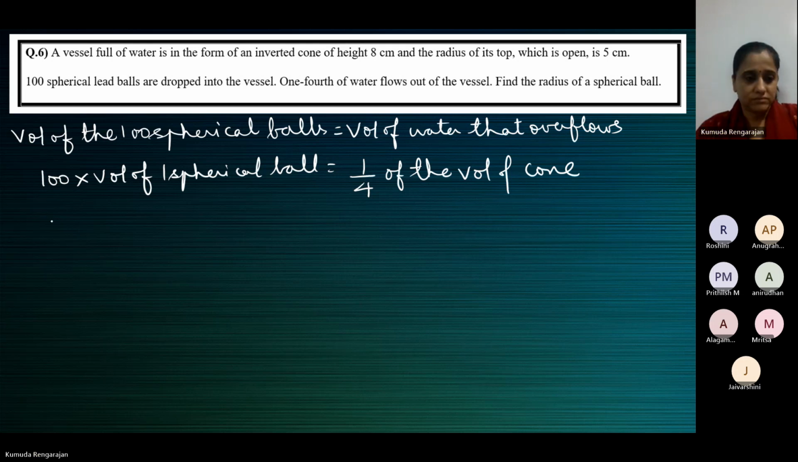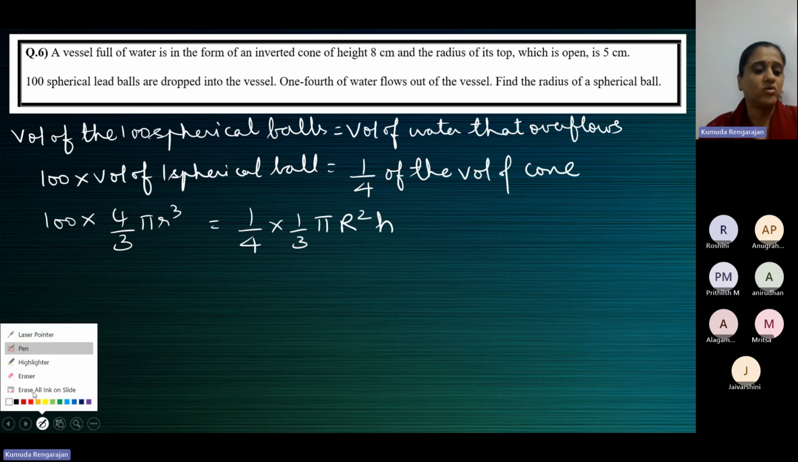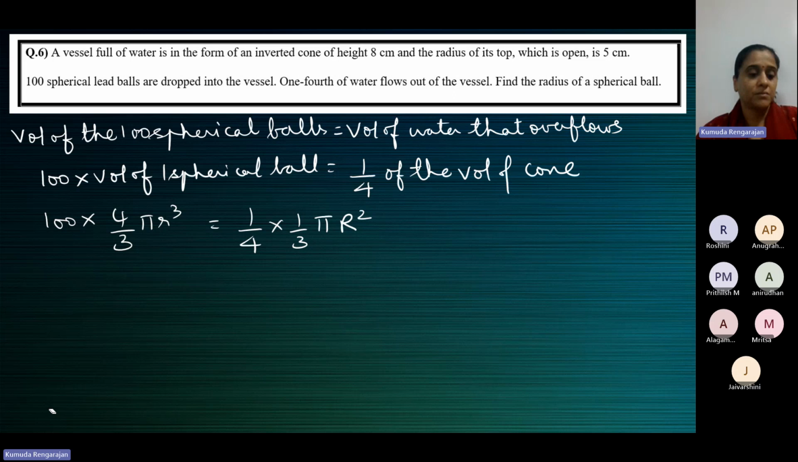Okay, so volume of one spherical ball, 4/3 pi r cubed, is equal to 1/4 into 1/3 pi r square h. We should use a different r, no? You can say R1 or capital R, whatever. You can use a small h itself. You can use a capital H also. Nothing wrong about that. If you feel I've taken a capital R, so I want to use a capital H, you can use it.